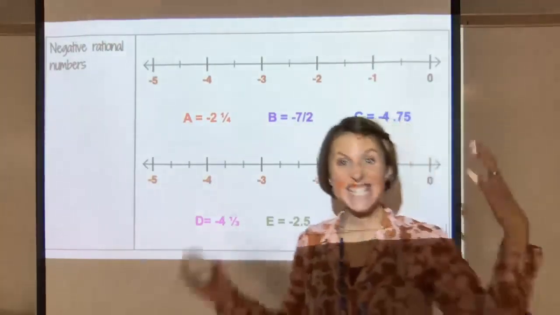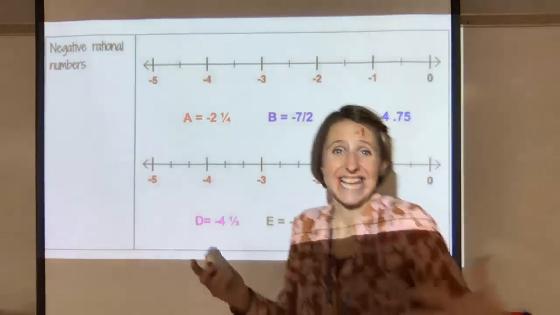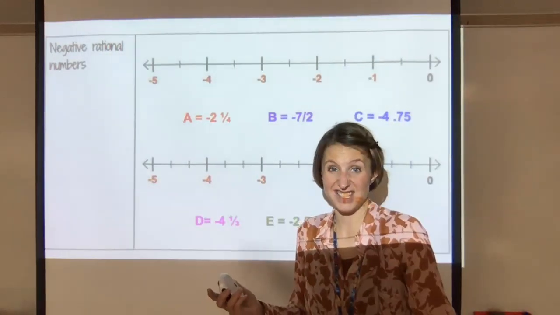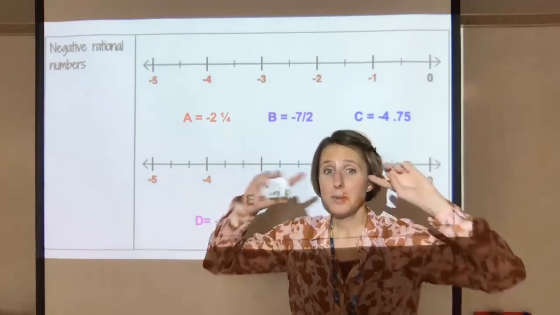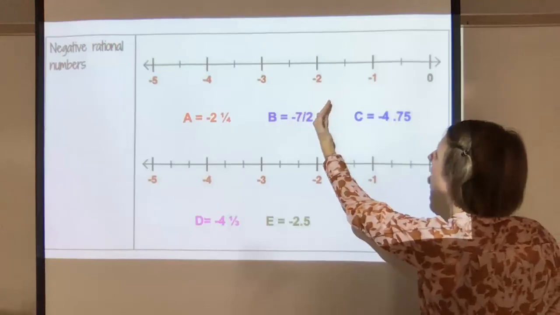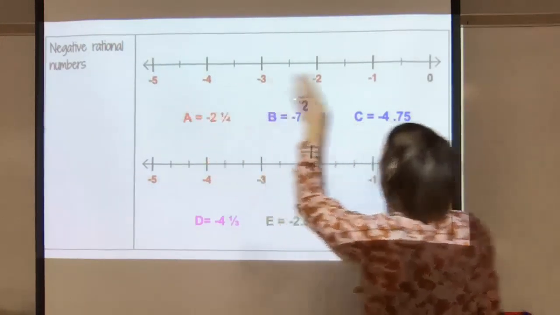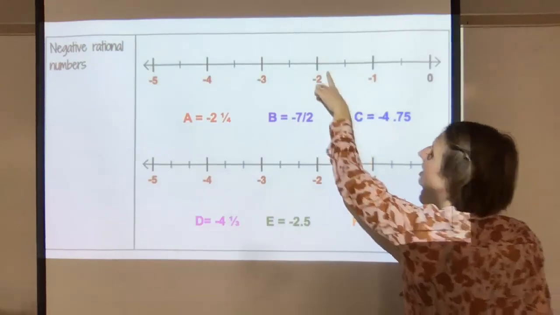Let's start. This is the new part for us, locating negative rational numbers. Is it going to be much different than what we just did? No, but remember we have to switch our thinking. When we are working to the left of 0, numbers are decreasing in value as we move to the left. Remember, -1 has a higher value than -2.